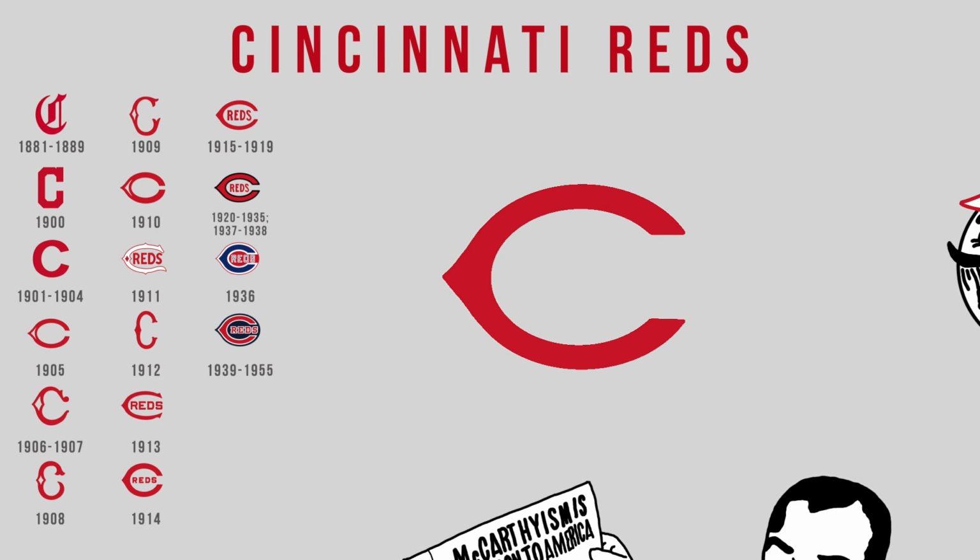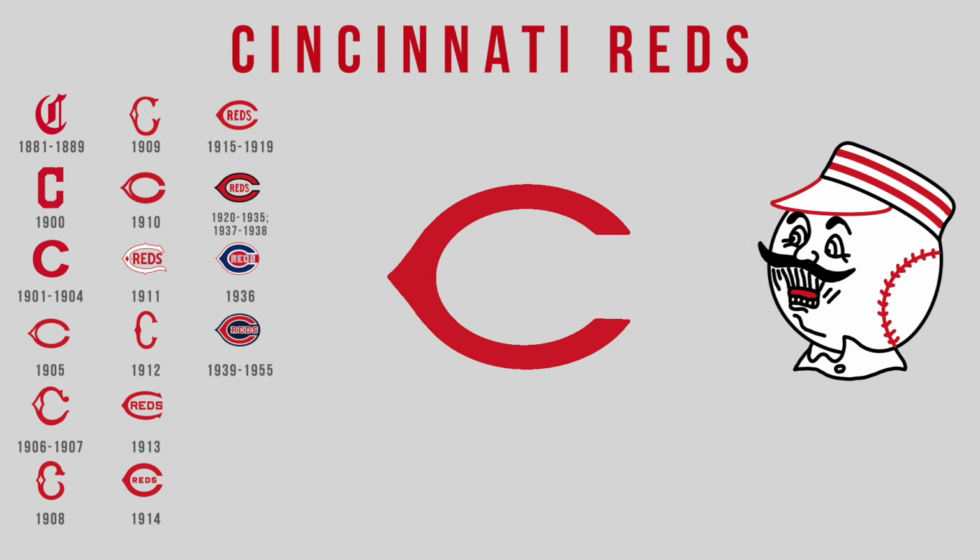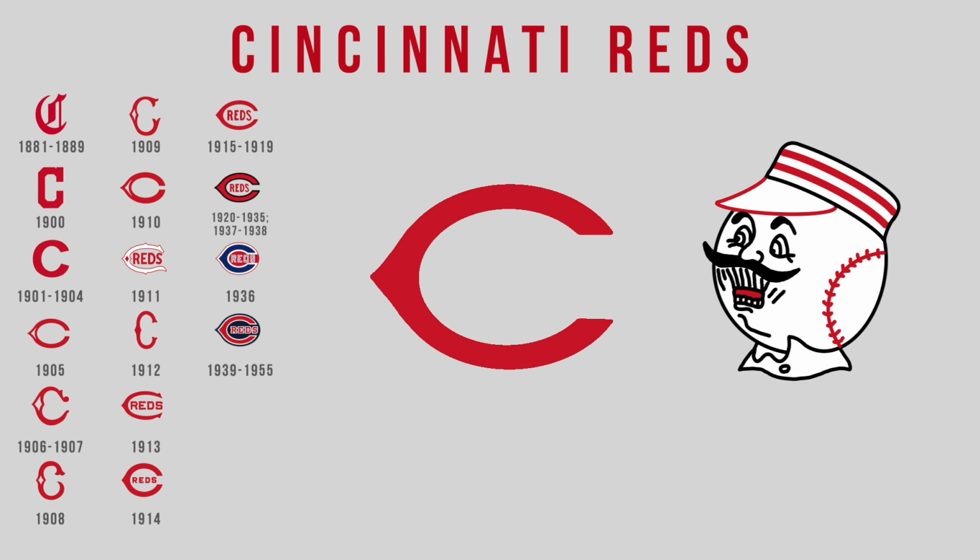This was also the era where Mr. Redlegs first made an appearance as a patch on the sleeve of the team's away uniforms in 1956. Was Mr. Redleg a communist? I guess we'll never know.